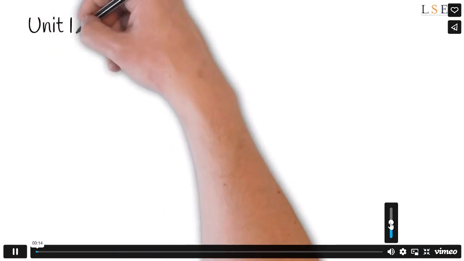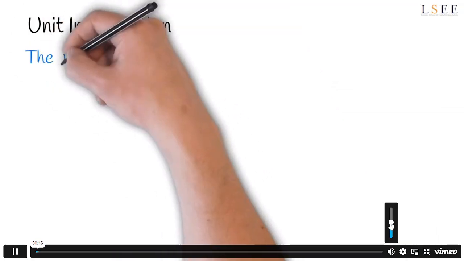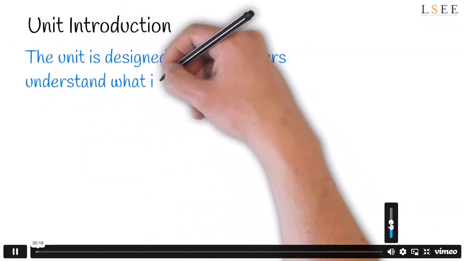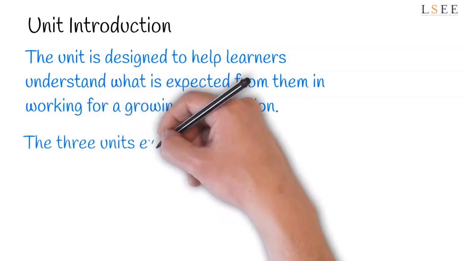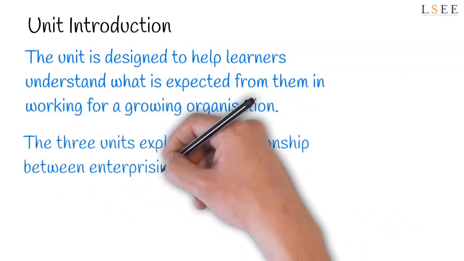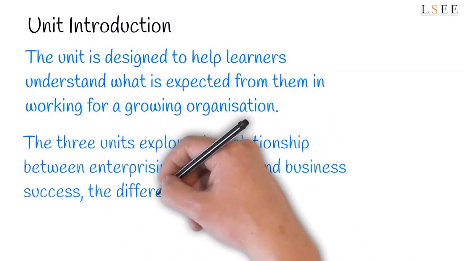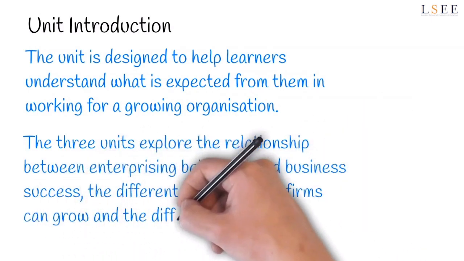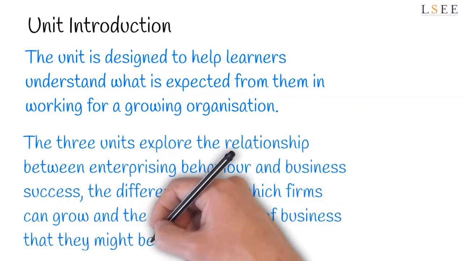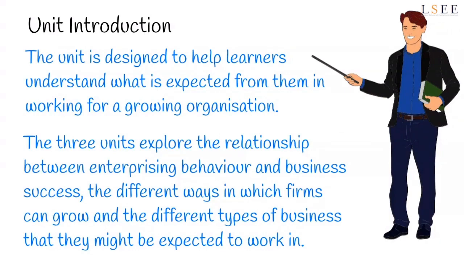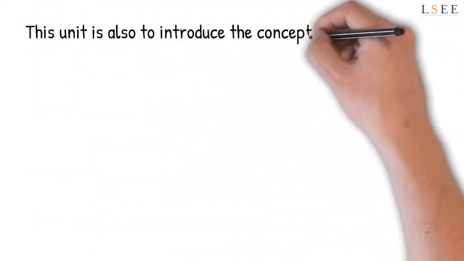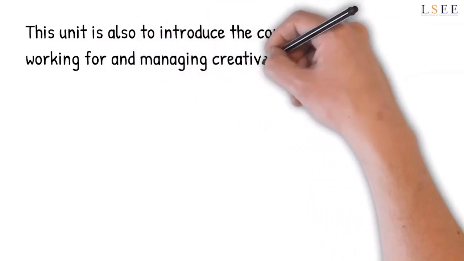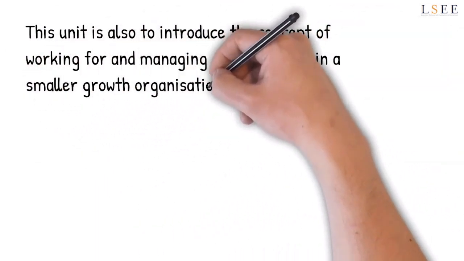H/507/1615. Unit Introduction. The unit is designed to help learners understand what is expected from them in working for a growing organization. The unit explores the relationship between enterprising behavior and business success, the different ways in which firms can grow and the different types of business that they might be expected to work in. This unit is also to introduce the concept of working for and managing creatively within a smaller growth organization.